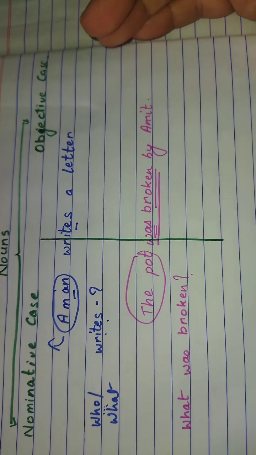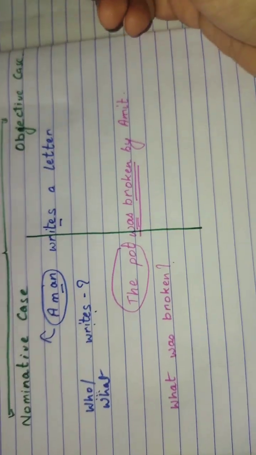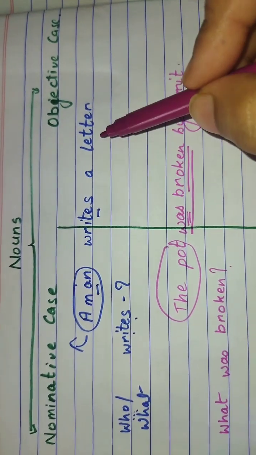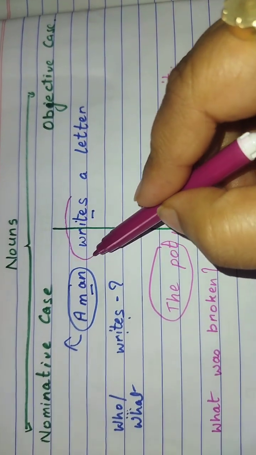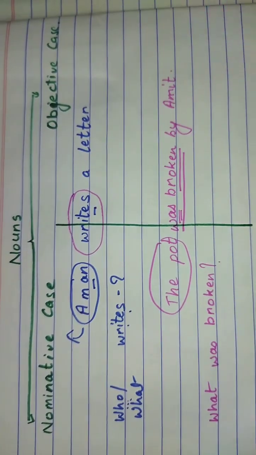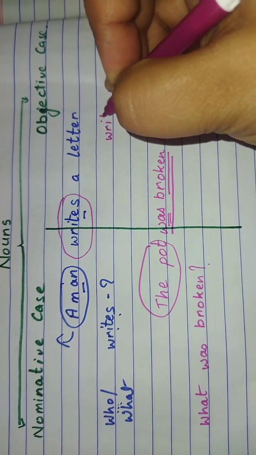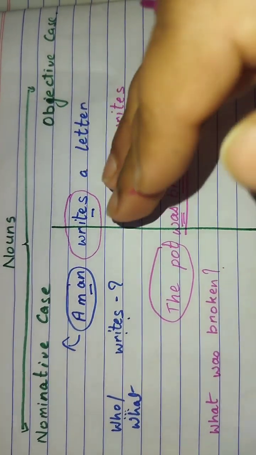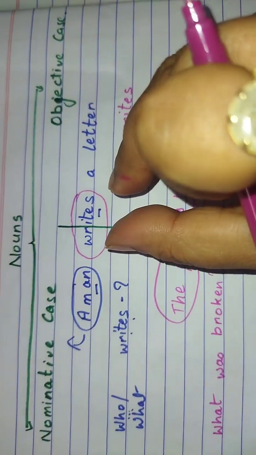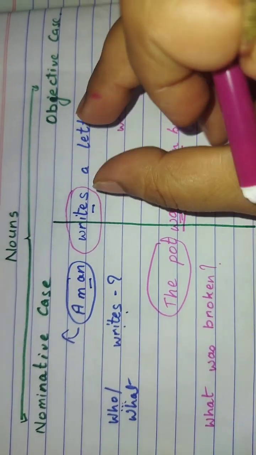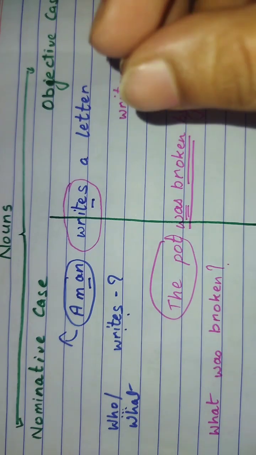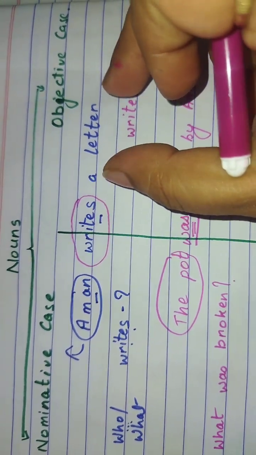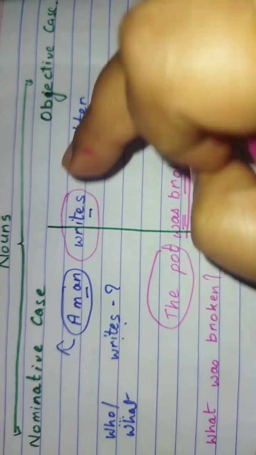Now, how to identify the objective case? Let's take the first example again. Aman writes a letter. Again, the verb is really important. What is the verb here? Writes. So first write down the verb, writes, and then you have to find the object in that sentence. What is the object? The receiver of the action, the word on which the action is being performed. So a letter. An object generally comes after the verb.